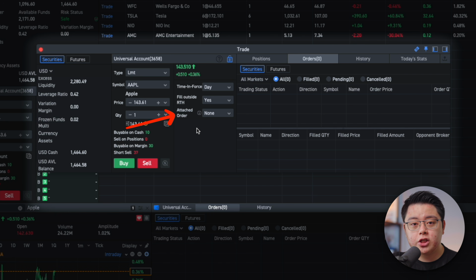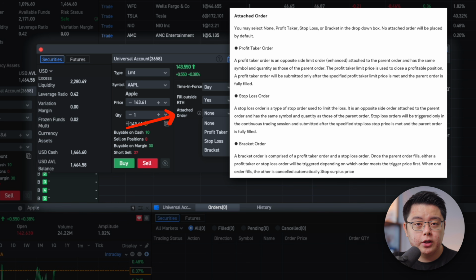Attach order, you can attach a profit taker, stop loss or bracket. This is usually something that mostly traders will do as part of their risk management strategy. The idea is they set this so that they take profit when the stock price goes up too much, or they cut loss when the share price suddenly falls too quickly. But for investors, we don't really want to set these attachments because it can really mess up your P&L very quickly. So I will just set it to none.